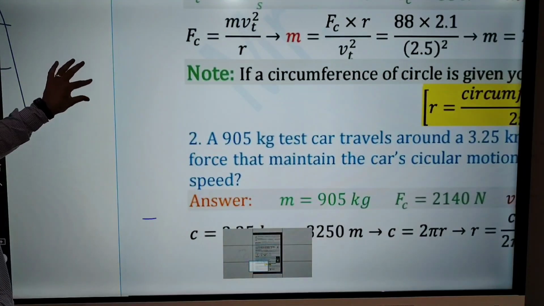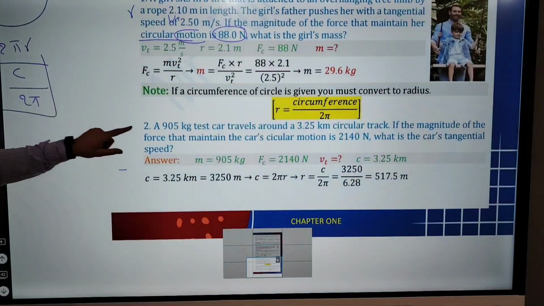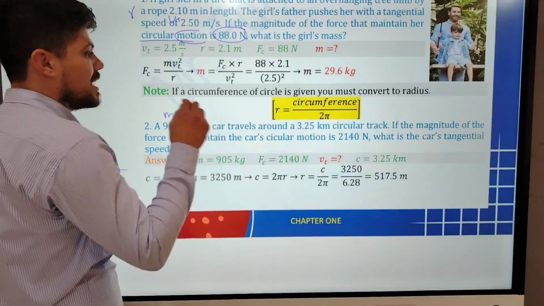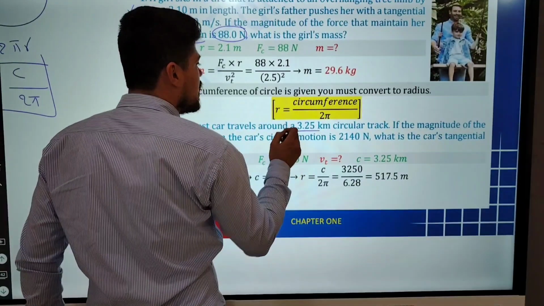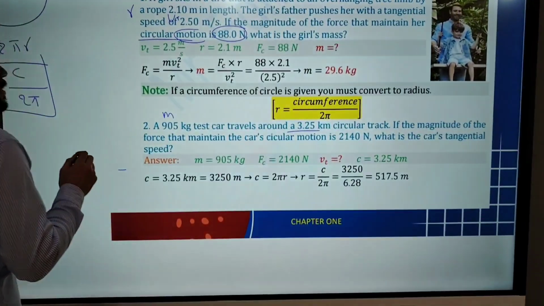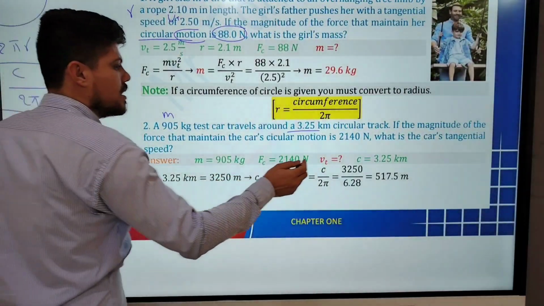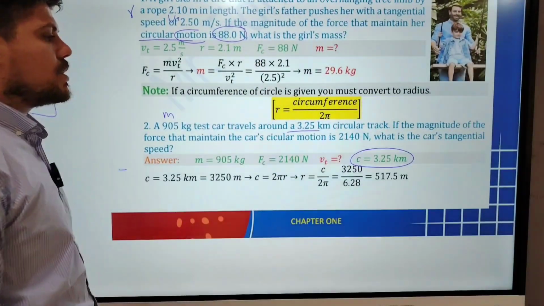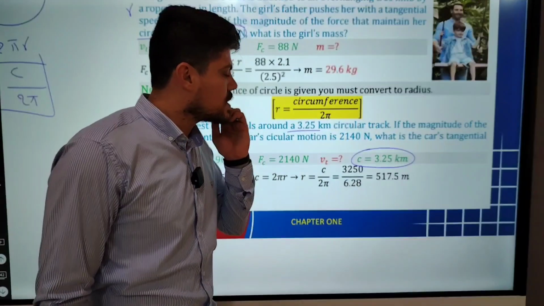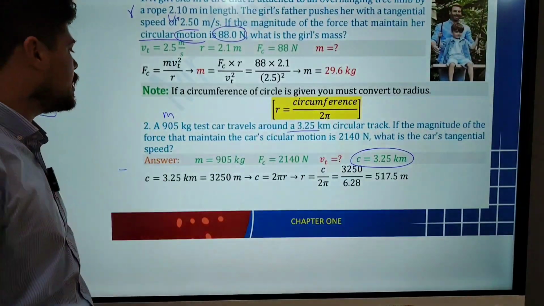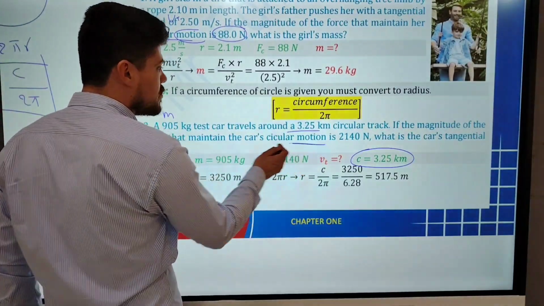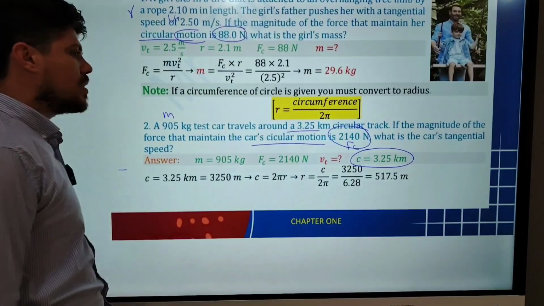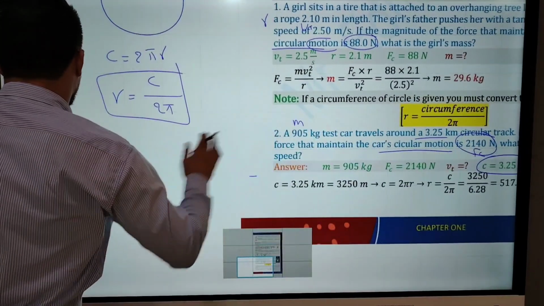Look at this question. Question 2, chapter practice 1H. 905 kilogram. This is mass. A test car travels around a 3.25 kilometer circular track. What do you mean by this 3.25? This is C. The circumference of the circular track is given. Because of this circumference, you can find the radius. If the magnitude of the force that maintains the car's circular motion is 2140, this is Fc. What is the car's tangential speed?